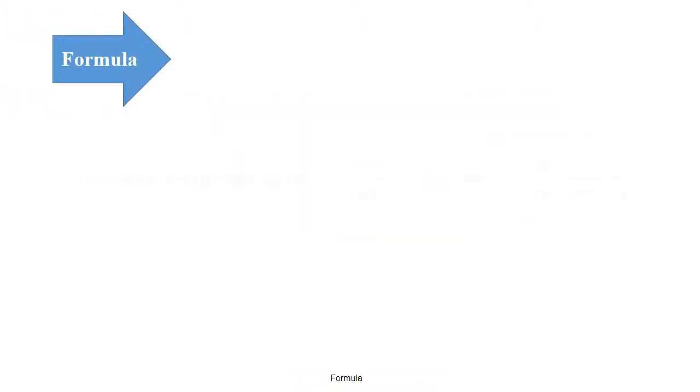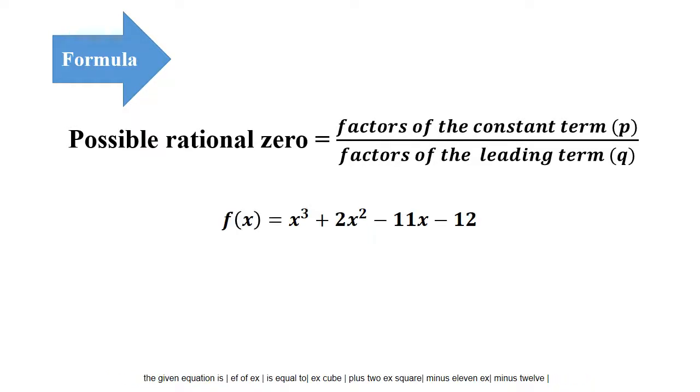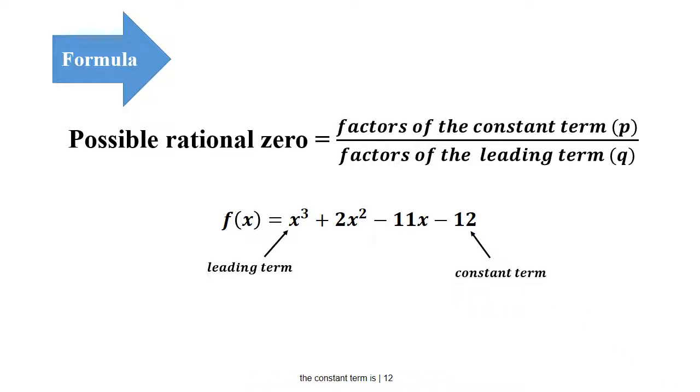Formula. The possible rational zero is equal to the factors of the constant term over the factors of the leading term. Example equation. The given equation is f of x is equal to x cubed plus 2x squared minus 11x minus 12. The leading term is x cubed, which has a value of 1. The constant term is 12.